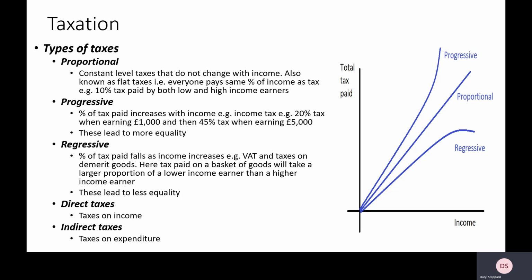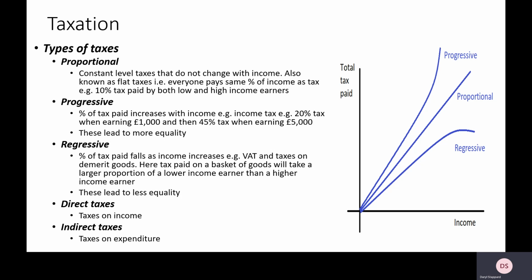Another key reason for taxes could be about redistribution. So it's about trying to reduce inequality, taking money off richer people and passing that back on to lower income people to tackle things such as relative poverty, income inequality, and making that Laffer curve shift inwards over time.